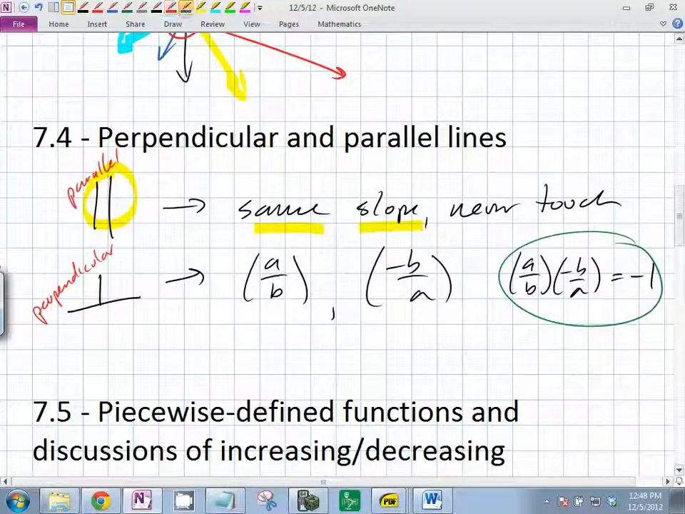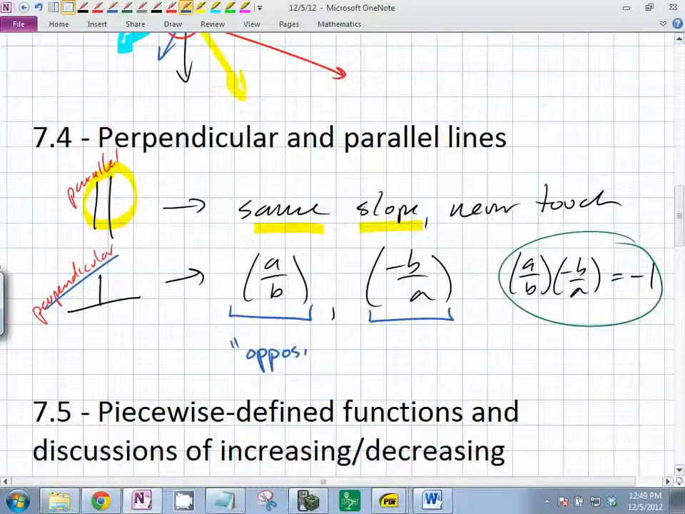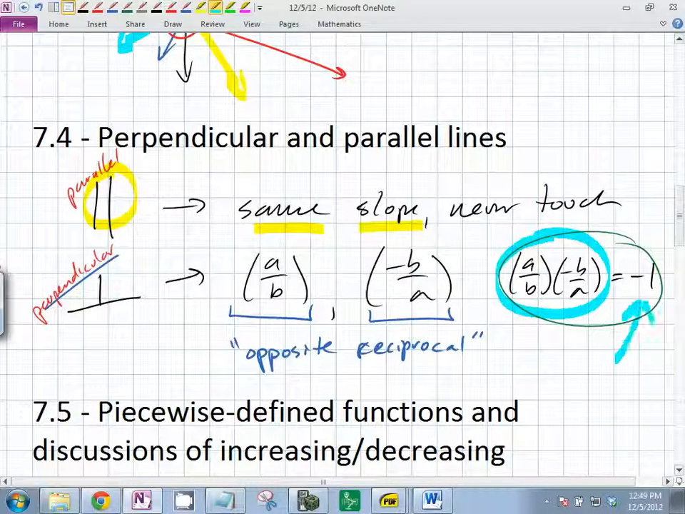Two lines that are perpendicular, and this is the symbol for perpendicular, the upside down T. One has the slope a over b, the other one has the slope negative b over a. The phrase you're looking for to remember is opposite reciprocal. Opposite reciprocal slopes. And the easiest way to remember that is when you multiply the slopes together, they multiply together to get -1.